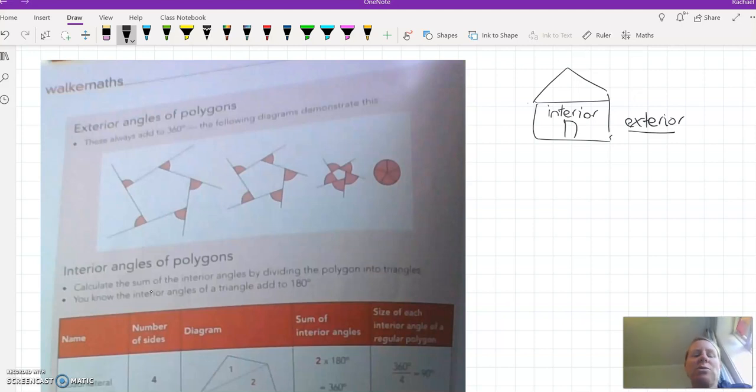So exterior angles, when they say that, what they're meaning is if you turned your shape, so like this thing here, it's just a pentagon.